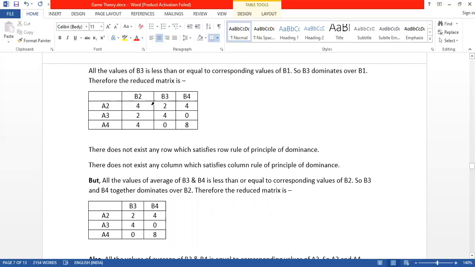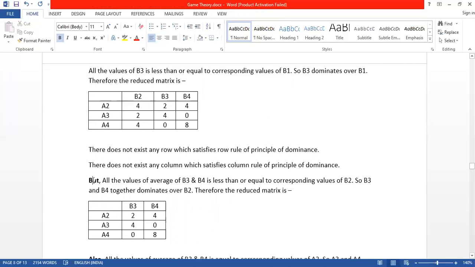Coming to columns, let me compare B2 and B3. 4 is greater than 2, but 2 is less than 4. So the rule is not satisfied. Now B2 and B4: 4 is equal to 4, 2 is greater than 0, but 4 is less than 8. Again, it is not satisfying the rule. B3 and B4: 2 is less than 4, but 4 is greater than 0. So again, it's not satisfying. So neither did we find a row or column which satisfies the principle of dominance, right?